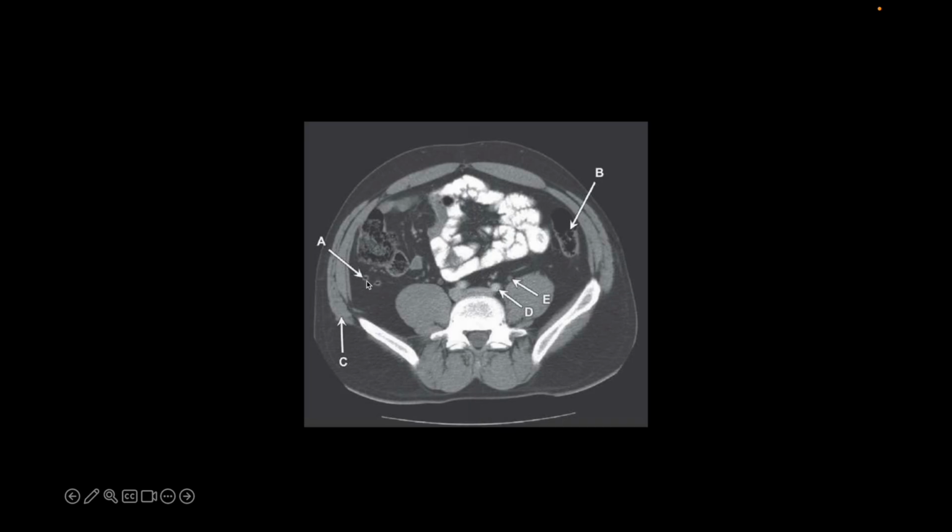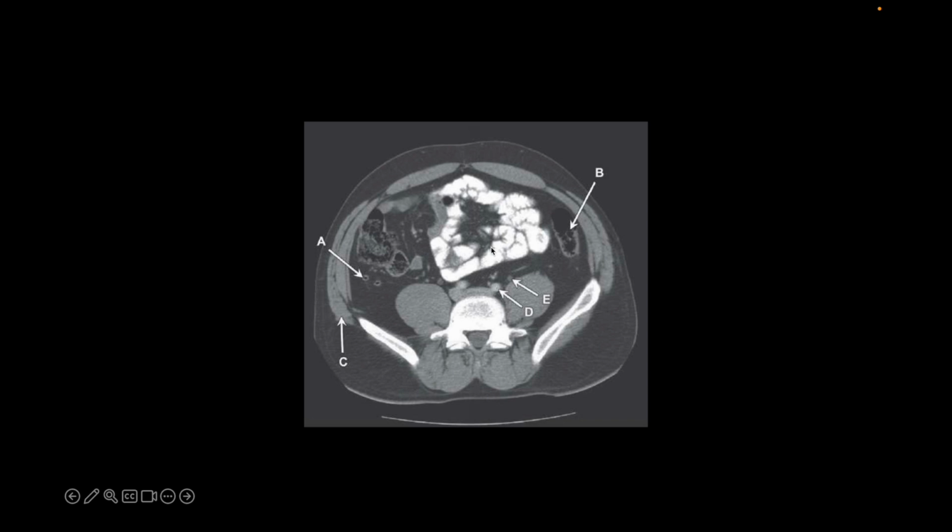Remember, right lower quadrant, this is going to be a blind ending structure. This is typical for the appendix here. B is the descending colon because it's in the left part of the abdomen. C is the right external oblique muscle. Remember, the most outermost lateral abdominal muscle is your external. Then you've got your internal, and then you've got your transversus abdominis muscles.